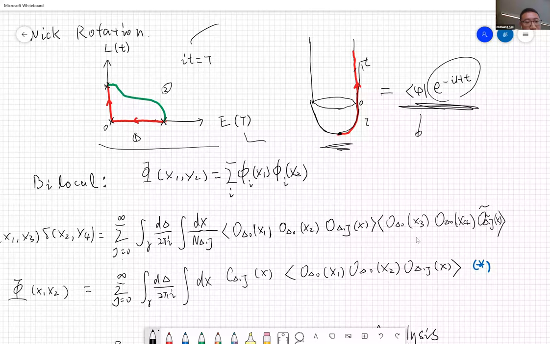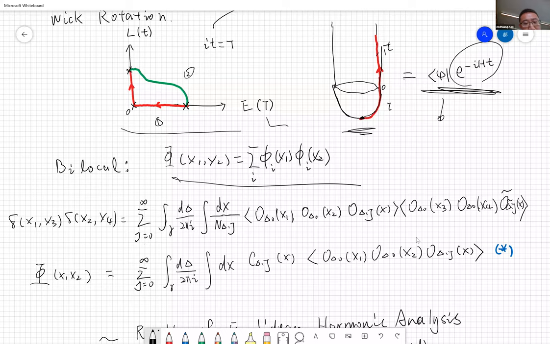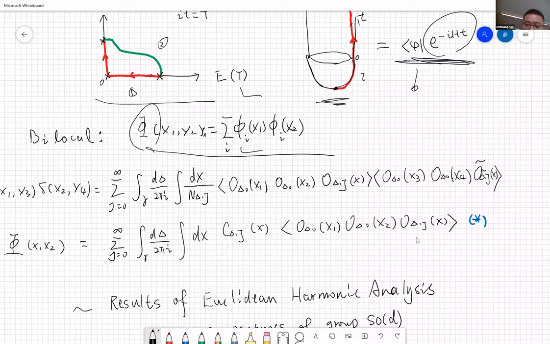Another thing I want to tell you is the definition of the bilocal field. It is just the sum of the product of two local fields phi. Phi is a local field, and capital Phi is our bilocal field. We can treat this as the definition of the bilocal field. The thing I want to do is expand this bilocal field using the conformal basis. The key point is that we use the conformal three-point function as a basis to expand the bilocal field.